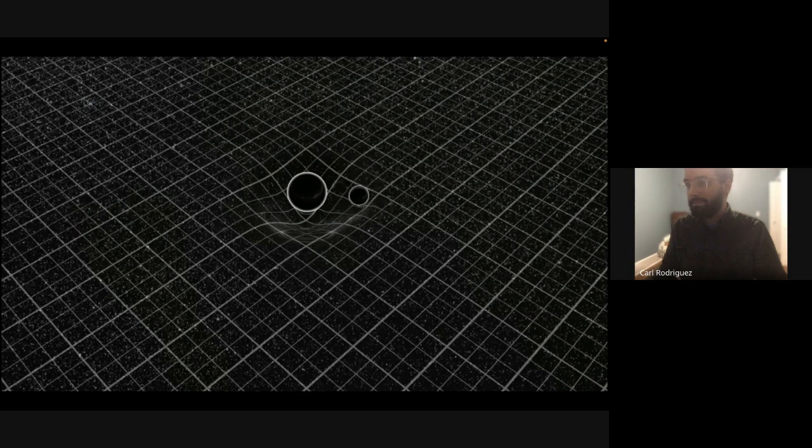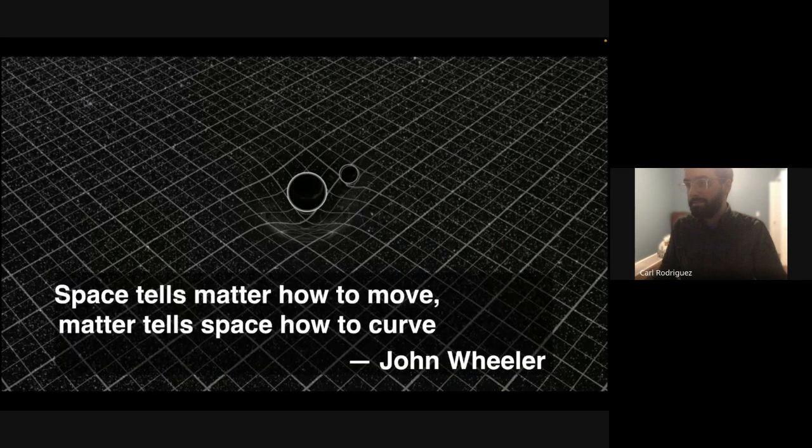The person who sort of summed it up best was the physicist John Wheeler, who basically said that space tells matter how to move and matter tells space how to curve. So if I have some mass in space-time, it's going to deflect space-time towards it. It's going to curve space-time towards it. And then in that curved space-time, the closest I can get to an actual straight line curves in the same direction as that mass.